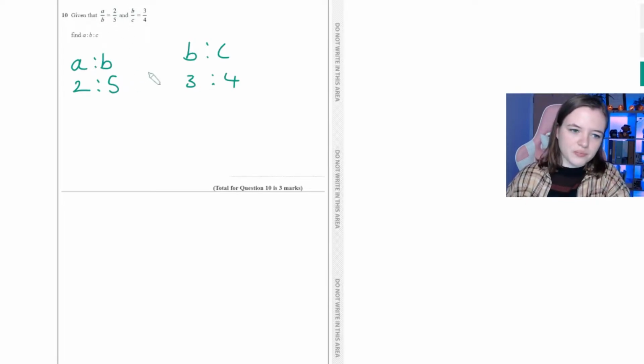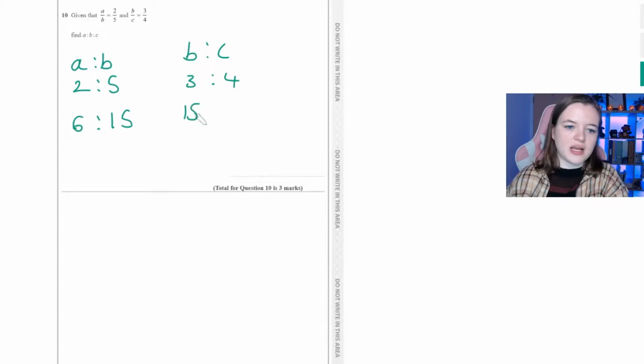So then, what I'm going to do from here is I can see I've got B in both places. So let's make these B's the same size. Right, so let's do that. If I times this one by 3 and this one by 5, they're going to both become 15. So I'm going to times this one by 3, and I get 6 to 15. And this one by 5, that's then 15 to 20. So then I've got 6 to 15 to 20.